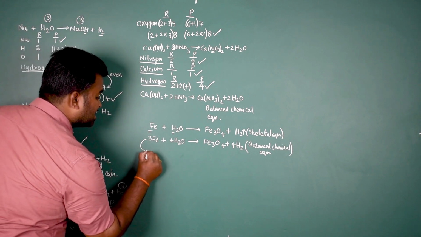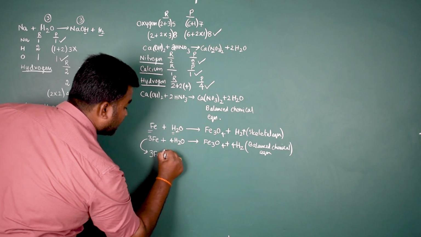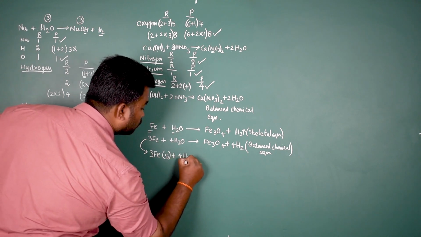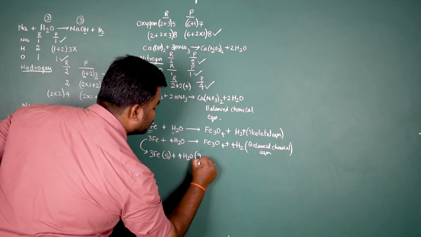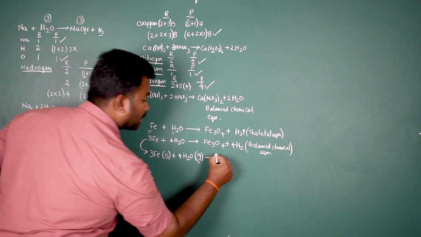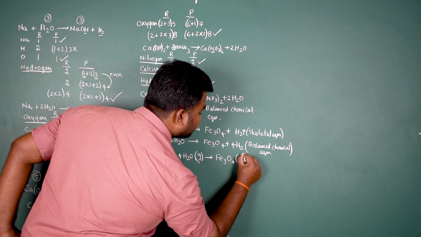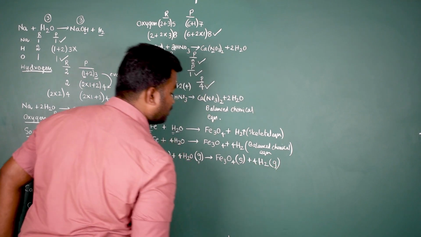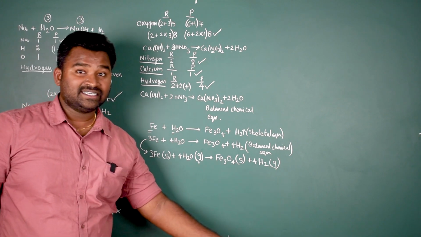May I write this equation as 3Fe(s) plus 4H2O(g) forming Fe3O4(s) plus 4H2(g). Did you understand anything that I wrote here in these brackets?